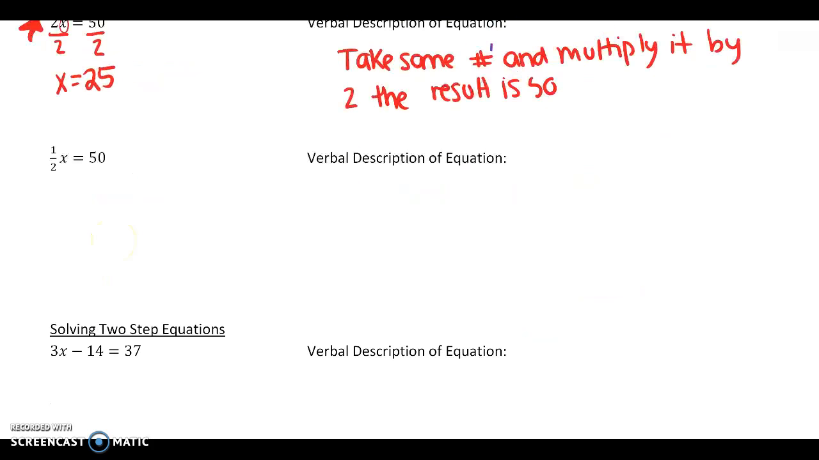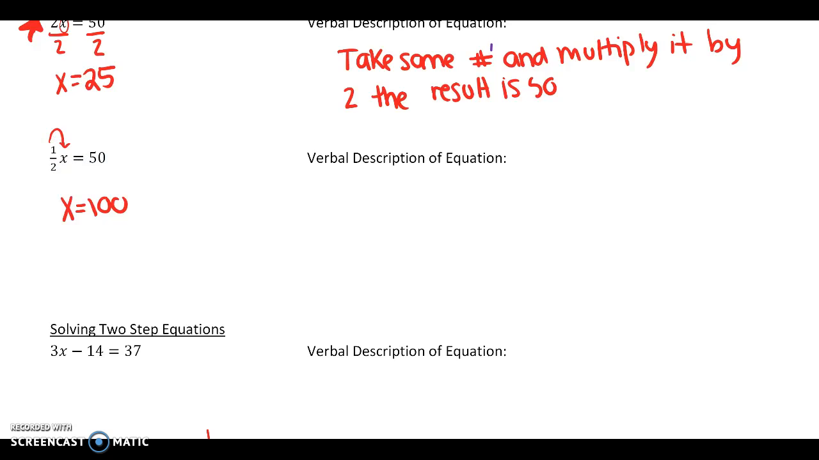Okay, this last one we're going to do together. So it says 1/2 x equals 50. So what this means is 1/2 times x equals 50. So what number can you take half of to get 50? So what number is 50 half of? Okay, you can either think about it. If I think about it, I would say, oh, x is 100. Because if I take 1/2 of 100, it'll give me 50.